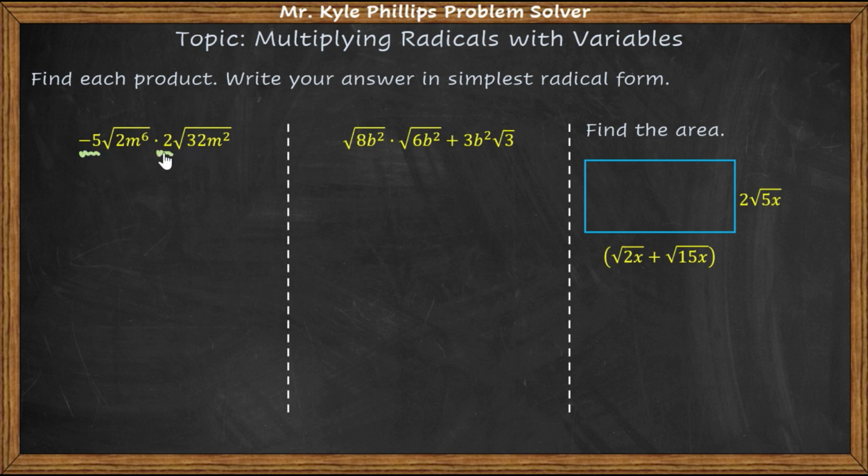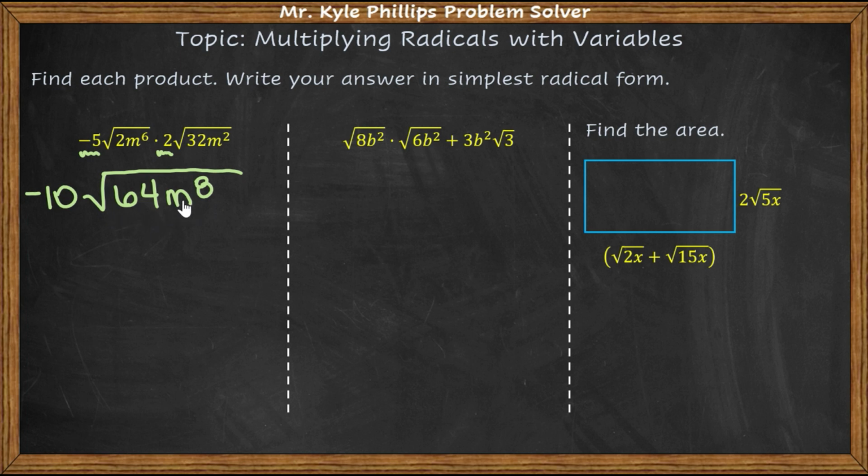So here we have negative 5 times 2. That's going to give us negative 10. Then we have the square root of 2 times 32. That gives us 64. M to the 6th times m squared is going to give us m to the 8th. So we are adding our exponents here.